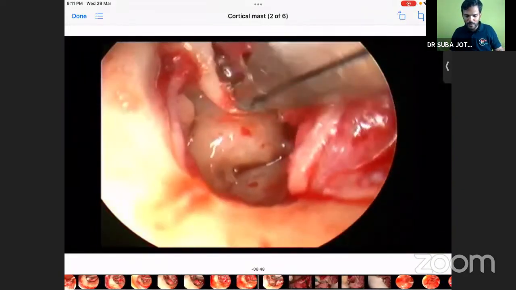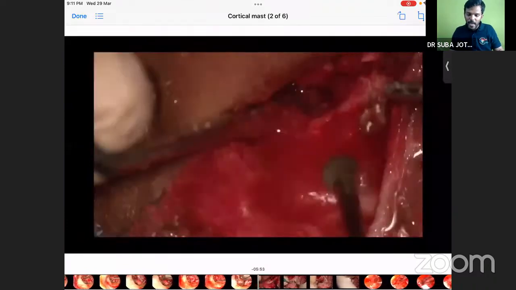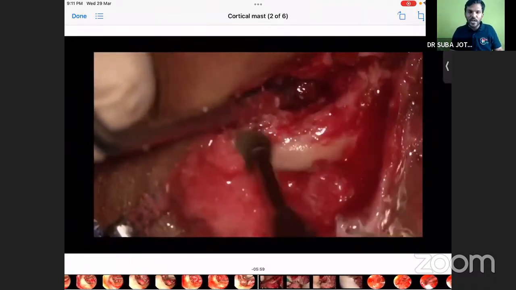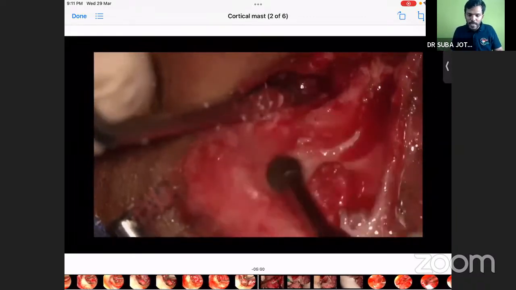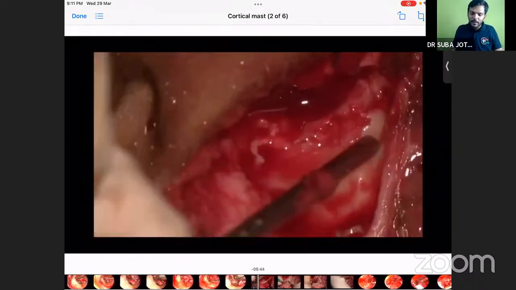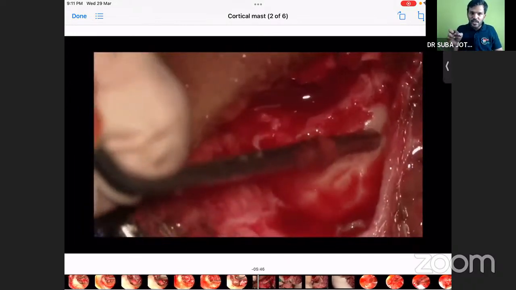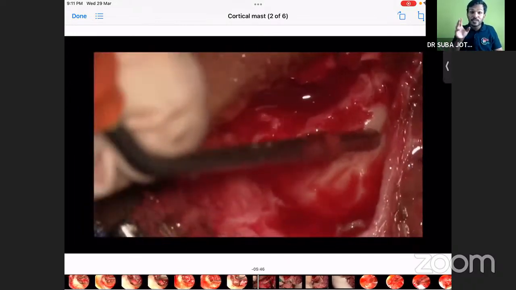So this is the handle of malleus. Okay, now I'm going back. I'm making a post-auricular modified William-Weil incision. I am exposing the mastoid cortex. Once I expose the mastoid cortex, I am drilling in a triangular fashion. This triangular fashion is the McEwan's triangle.